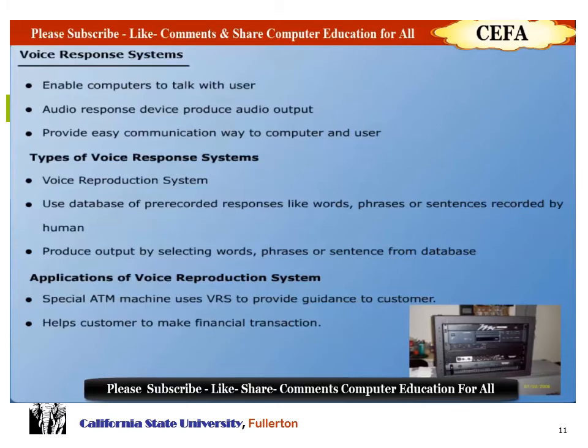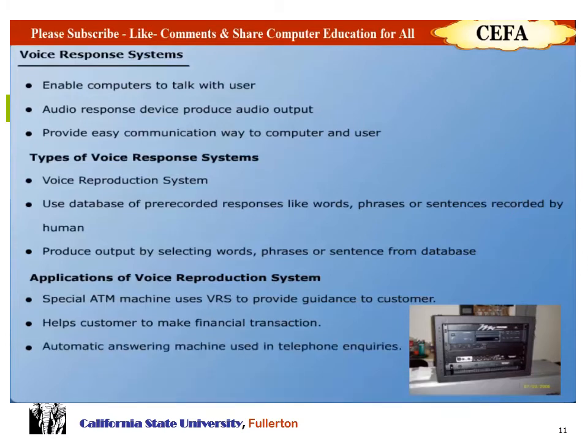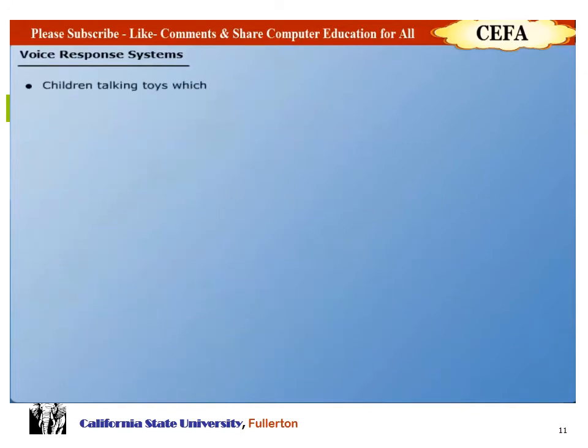Another application is the automatic answering machine, which is mostly used in telephone inquiries like schedules of trains and aeroplanes, etc. Another interesting application is children's talking toys, in which various exciting sounds are produced.